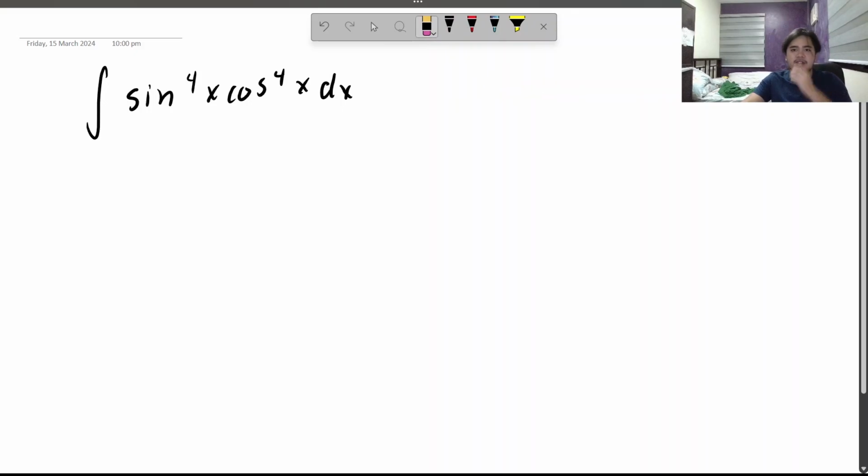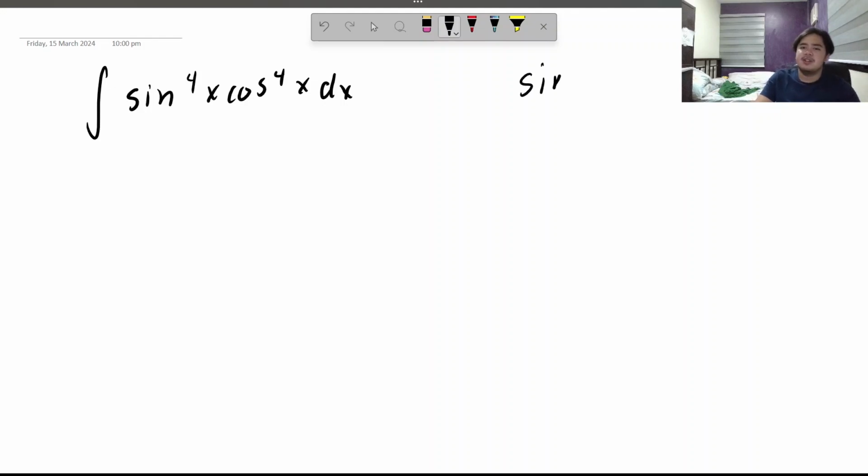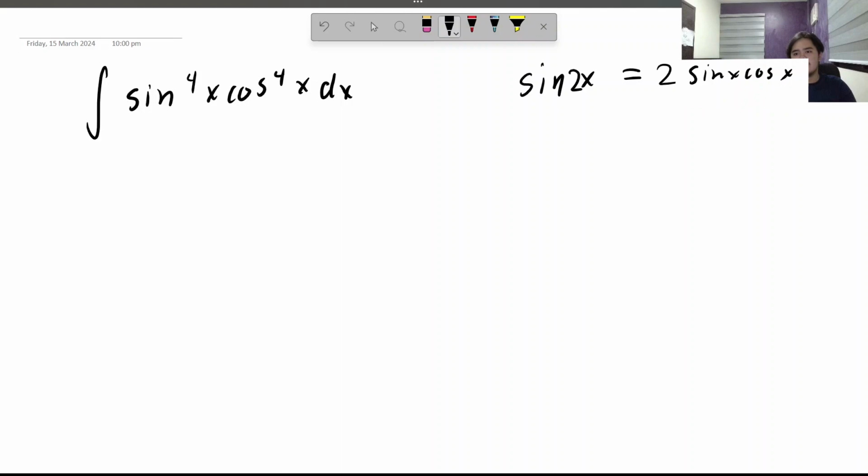So what can we do here that doesn't involve that? Well, there's sine x and cosine x in the same expression, and they have the same power as well. So what if we use the double angle identity of sine 2x? We know this is 2 sine x cosine x, which has sine x cosine x to the same power. So I think we can use it here. Let's try using it. Sine x cosine x on its own is sine 2x over 2.